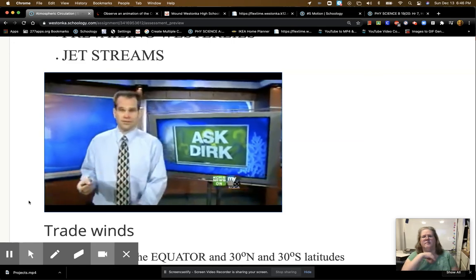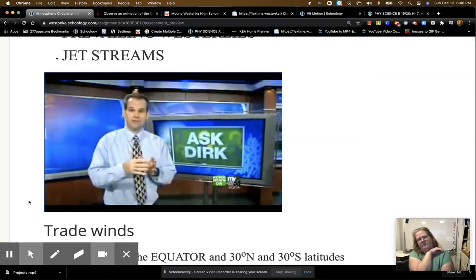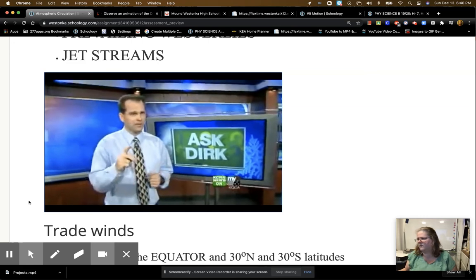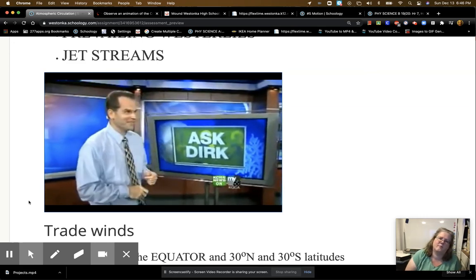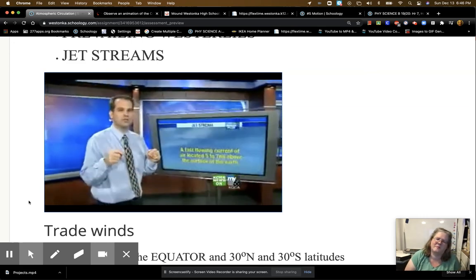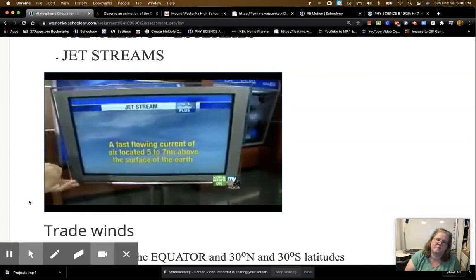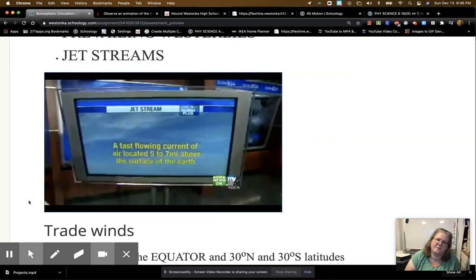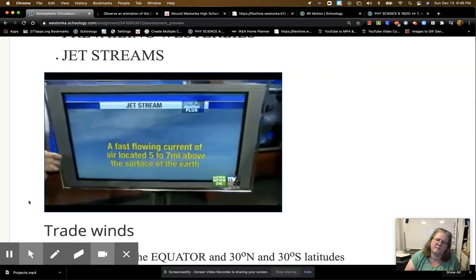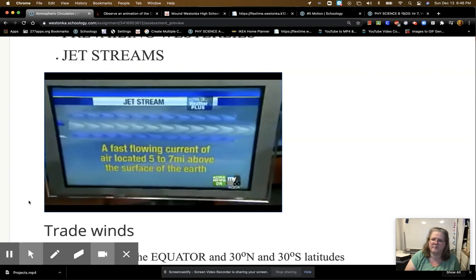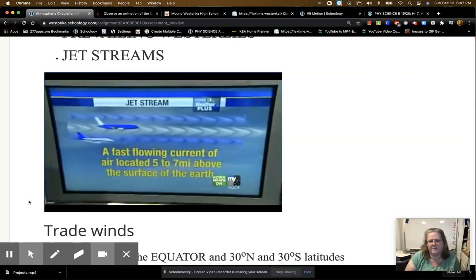So the simple answer is, it's a stream of air that is moving faster than the surrounding air. But of course, we're not going to leave it at that. We have a lot more to talk about as far as the jet stream is concerned, because it's an important feature with our weather that we have. Now, here's a definition: a fast-flowing current of air located anywhere from 5 to 7 miles above the surface of the Earth. That's the jet stream that we have over us. It can be upwards of a mile to 3 miles thick. The jet stream itself can run anywhere from 1,000 to 3,000 miles.